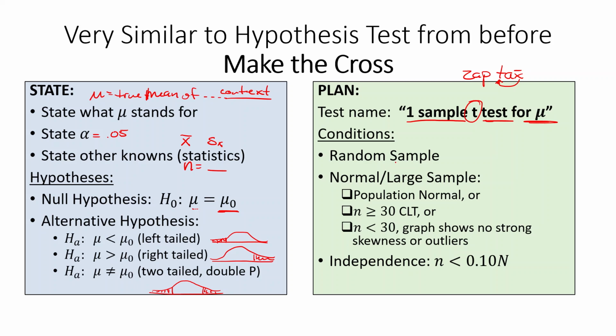Our conditions are very much the same as they were for confidence intervals. So the random sample needs to be stated. We need to have a normal sampling distribution. Sometimes this is also called the large sample condition. So either the population needs to be normal, or the sample size needs to be greater than or equal to 30, and then we say CLT, and that kicks in. If it's less than 30, we have to go back to looking at the graph. It needs to have no strong skewedness and no outliers if it's less than 30. Then we check our independence condition, and it needs to be less than 10% or 0.10 of the population, and that should check out always too.